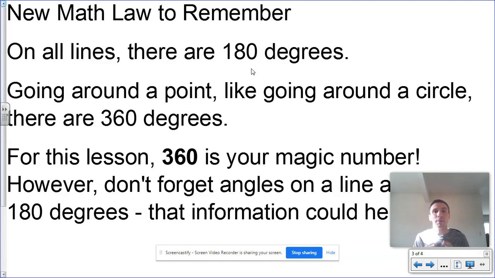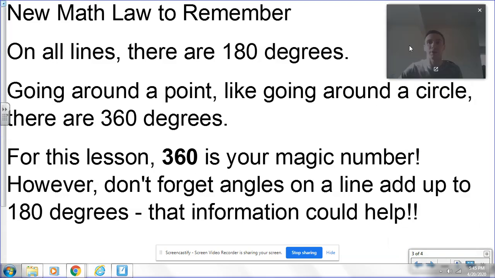When we talk about points, though, we talk about lines coming together and meeting up at a certain point. So if I were to cross my arms like this in front of me, the point where my two arms cross is that point, and going around that point, there's going to be 360 degrees between all of those angles that show up there. So yesterday, the magic number was 180. Today, the magic number is 360 because there's 360 degrees here.